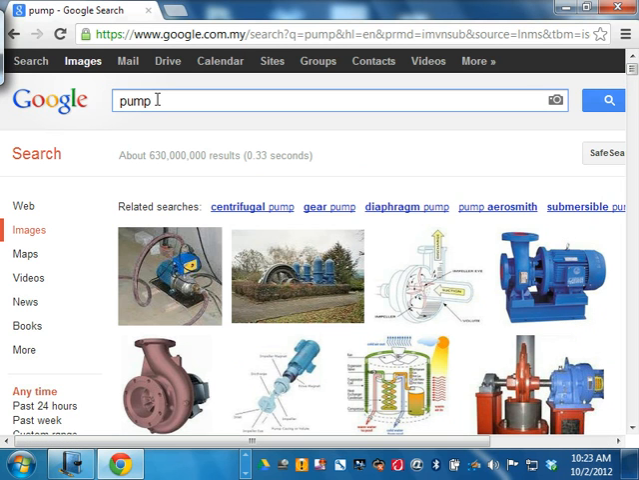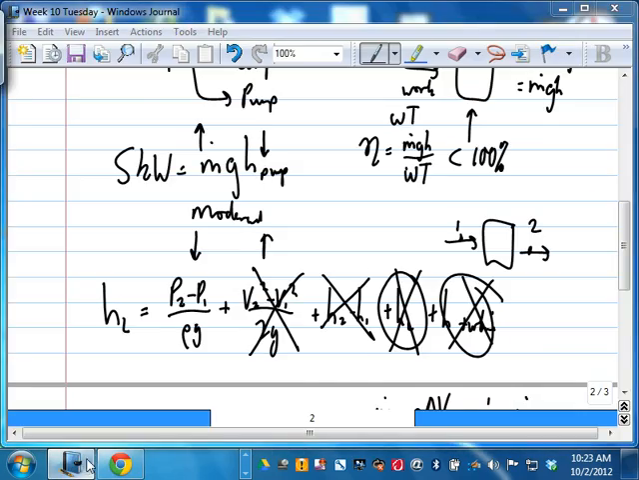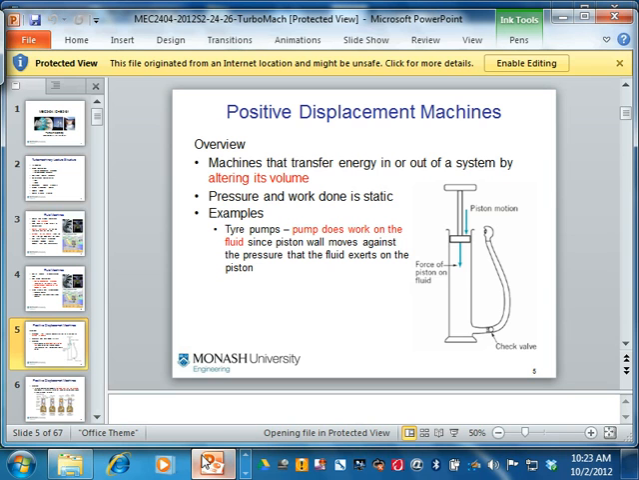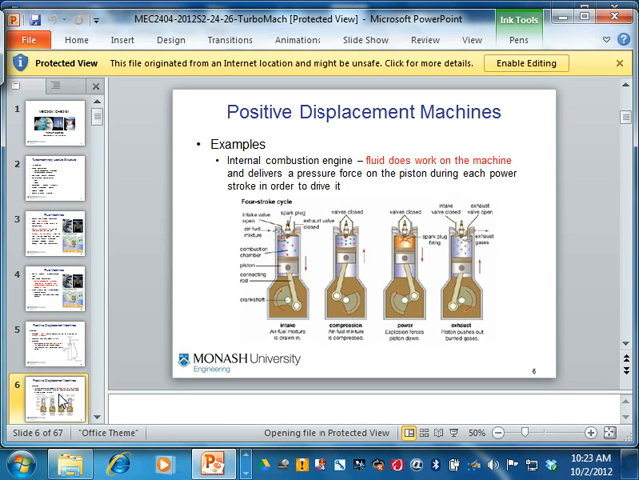Okay. So. Okay so far? All right. So that's the first type. Another example is this one, piston.